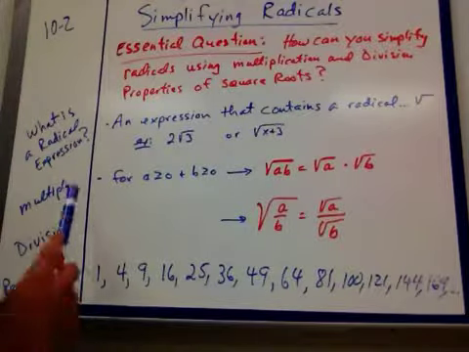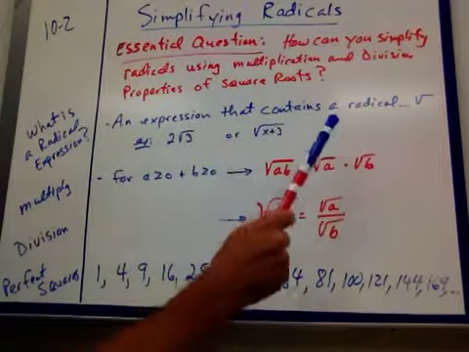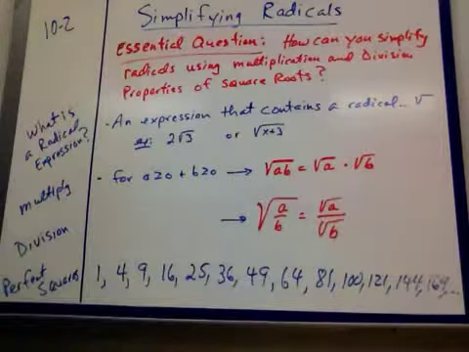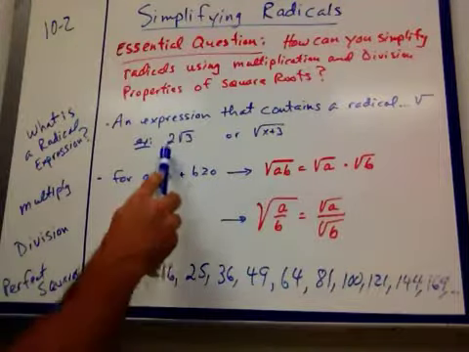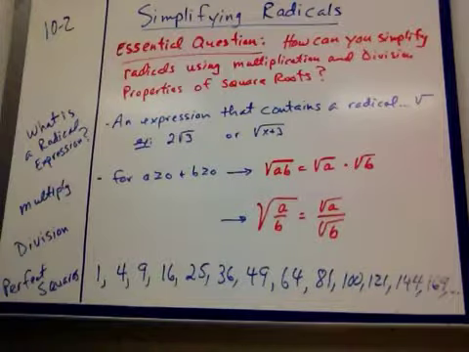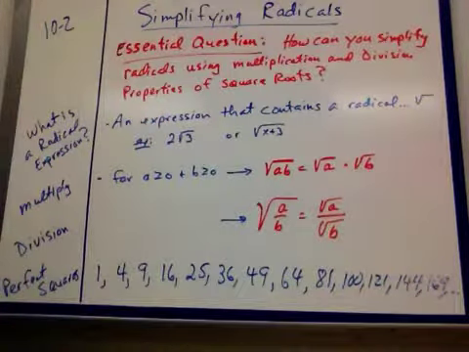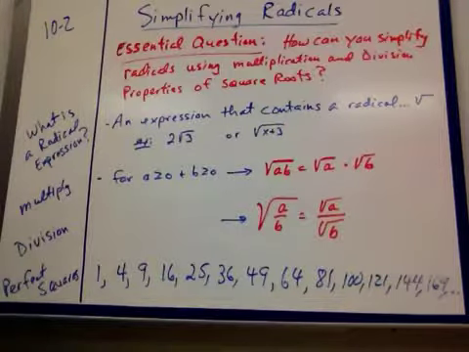Okay, let's start off talking about what is a radical expression. An expression that contains a radical, that square root symbol, okay? Like 2 square root of 3, that's a radical expression. The square root of x plus 3. As long as it has that radical bracket right there, then it's a radical, okay?